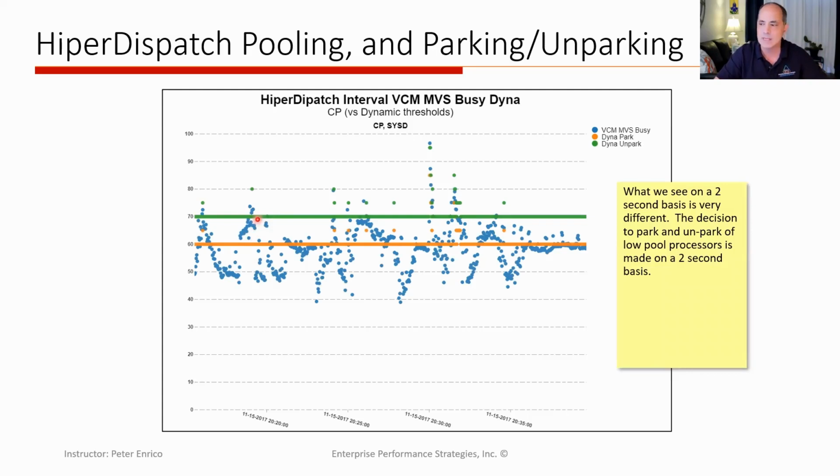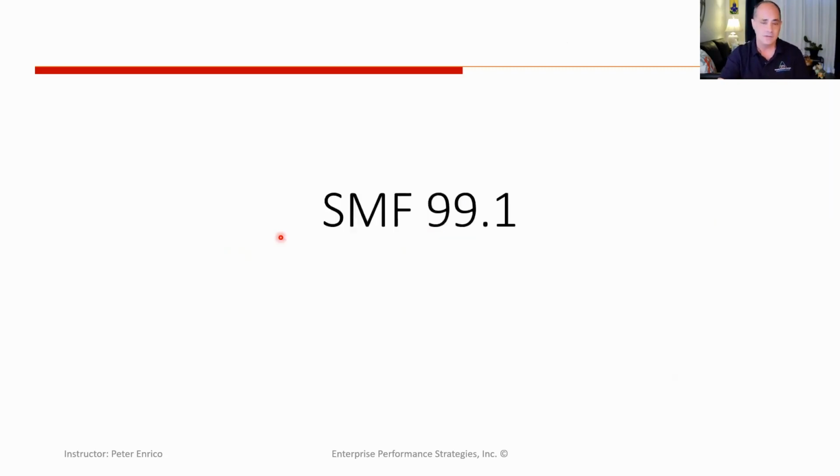Basically, WLM is regularly monitoring the utilization of the LPAR, and if it's above the green line, it considers unparking a processor. Obviously you're getting busy, so unpark a processor. If it's below the orange line, then consider parking a processor. And if it's between the two lines, then don't do anything. This helps us understand the threshold values, and you'll see these change based on what's happening in the system and its configuration. So that's why parking and unparking occur.